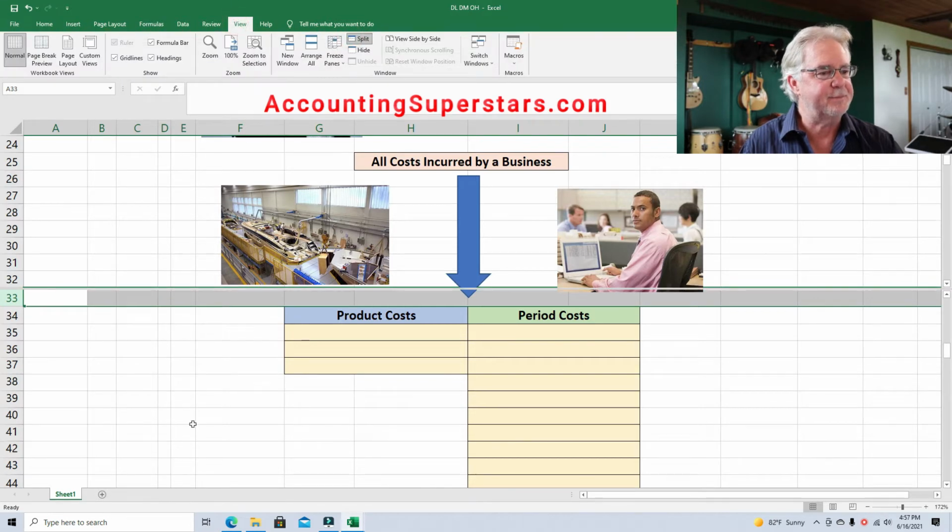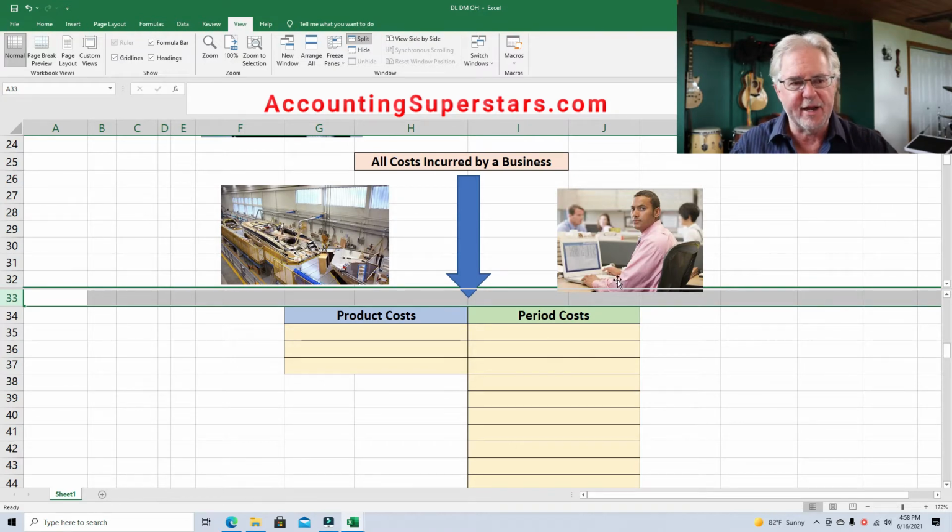View split. Okay. So every cost in a business, you name whatever it is, can be classified in one of two different categories. All costs incurred by a business can either be product costs or period costs. They are never, ever both. Don't ever think of them in both categories. It doesn't work that way. It's going to be one or the other, very black or white. Product costs have to do with building the product or directly providing the service.